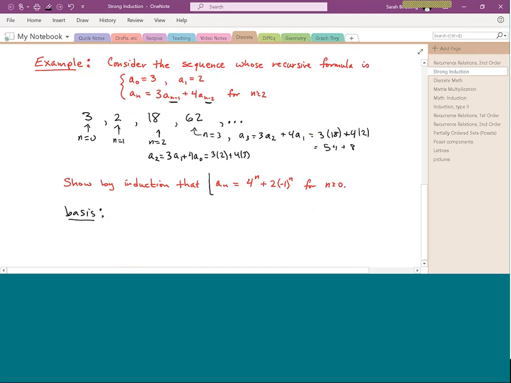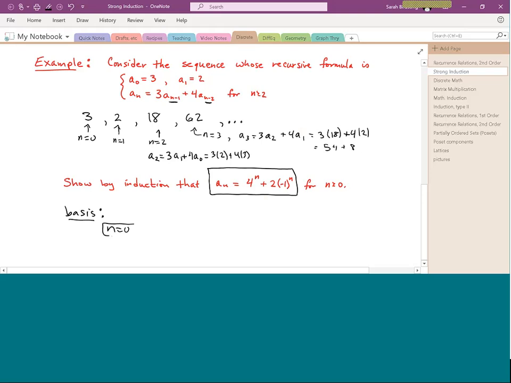We are trying to show that the closed form of this sequence is 4 to the n plus 2 times negative 1 to the n. Everything we've been told about the sequence is its recursive form. So what we're trying to show here is that somebody else who came up with the closed formula for this particular sequence, it actually works for this sequence. Okay? So our basis step will start off with the smallest n value, and in our particular case, our smallest n value is 0.